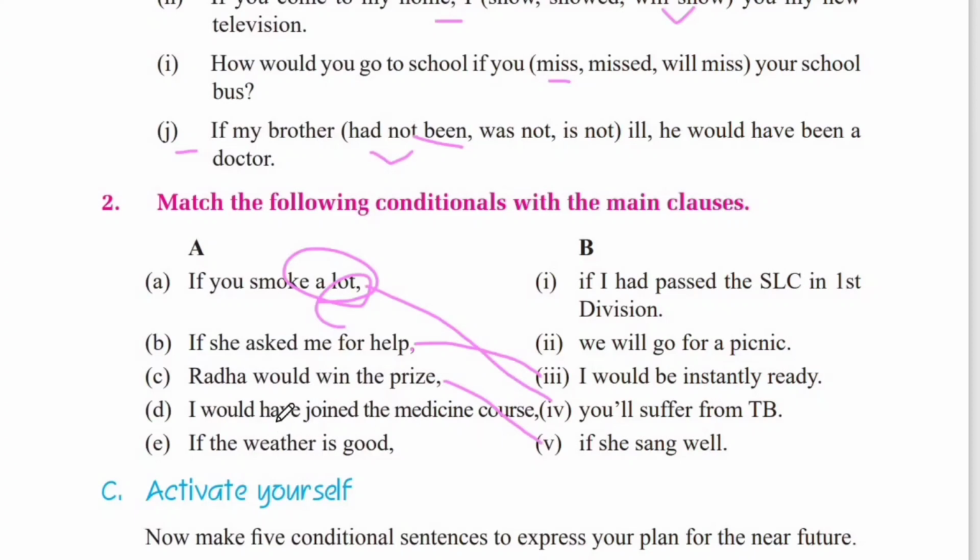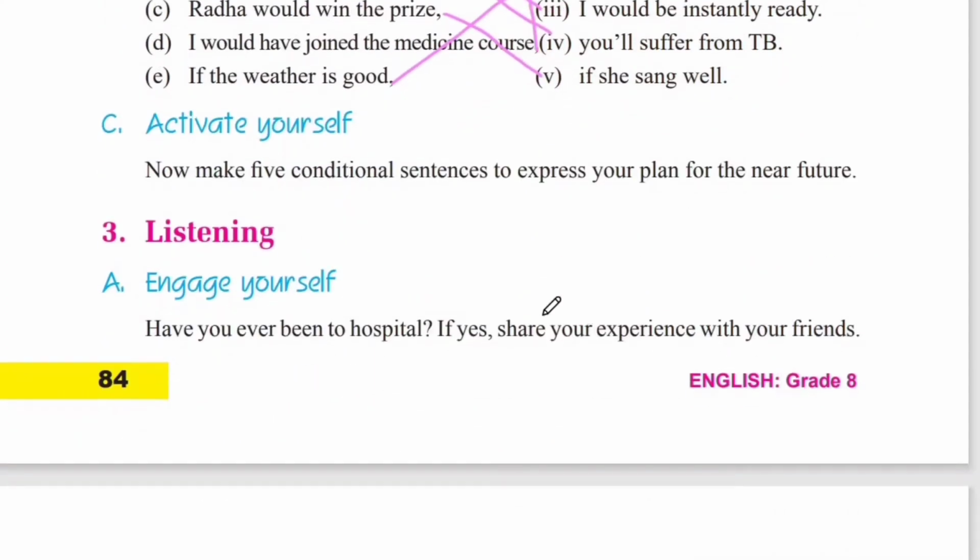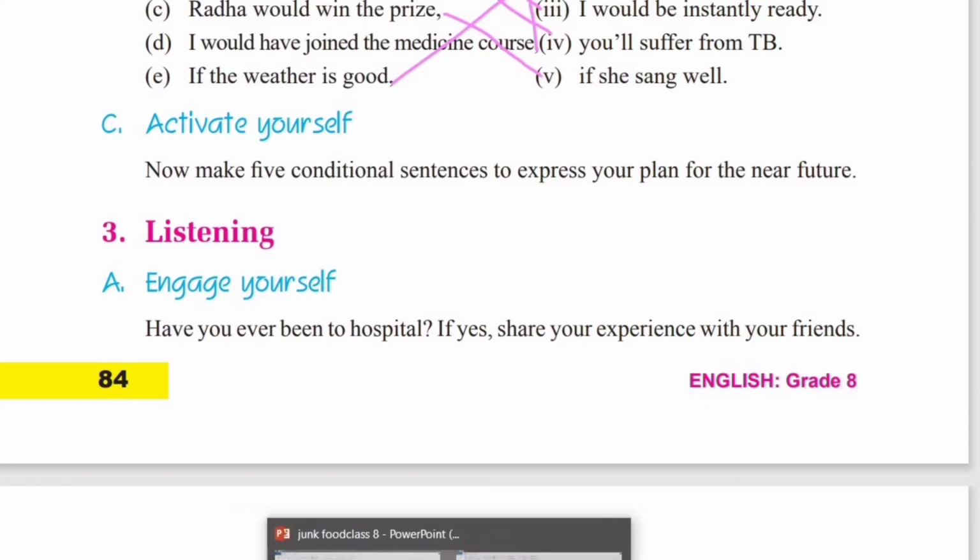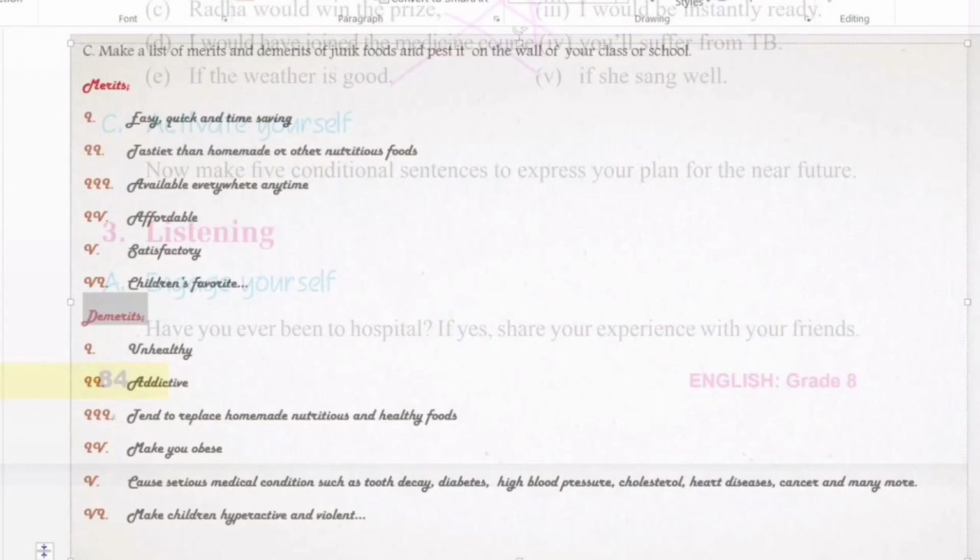Second last. I would have joined the medicine course if I had passed the SLC in first division. Last but not least, if the weather is good, we will go for a picnic. Now make 5 conditional sentences to express your plan for the near future.